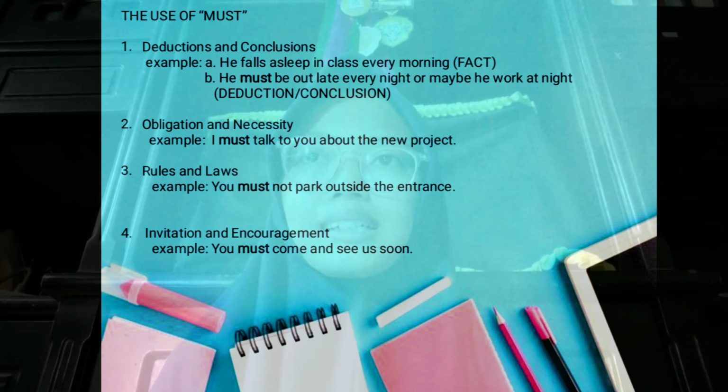Next slide. The use of must. First, deductions and conclusions. Example: A. He falls asleep in class every morning. B. He must be out late every night, or maybe he worked at night. Example A is a fact, and example B is a deduction or conclusion.